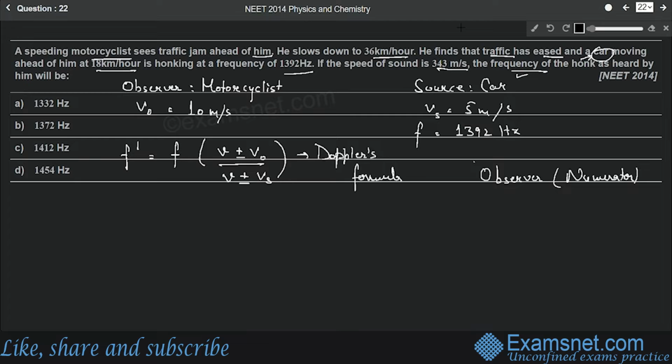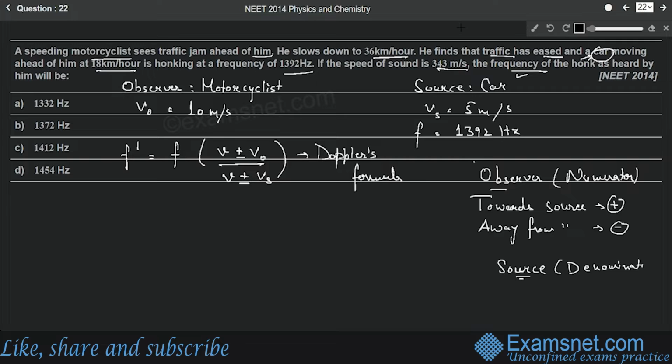So here on the numerator side, if the observer is moving towards the source, in that case there will be a plus sign. Okay, and if it is moving away from the source, in that case there will be a minus sign. Now if we talk about the direction of the source, that means the sign to be put on the denominator side, in that case the rule will be just opposite.